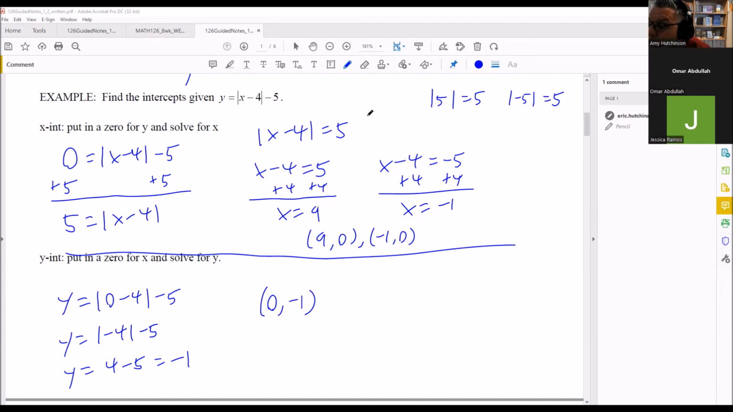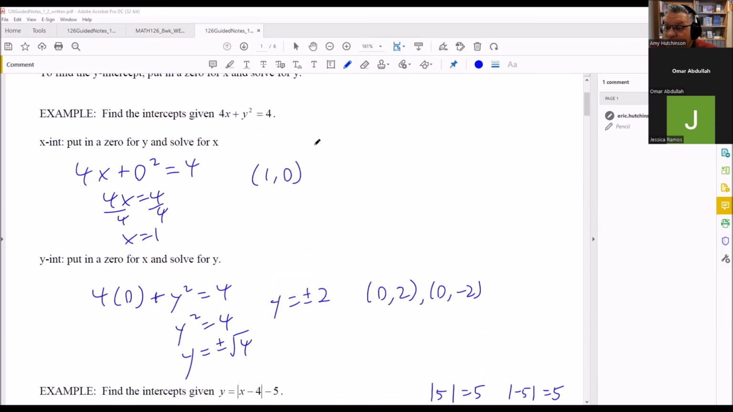For the x-intercept, the reason there are two answers for the first one on the screen is only because it's an absolute value, and absolute values always require you to set up two different equations. It's a unique case. We didn't have that in the other example, because when we set that up, the square went away and we just got 4x equals 4. So there can only be one answer on that.